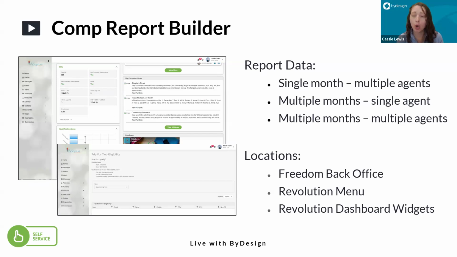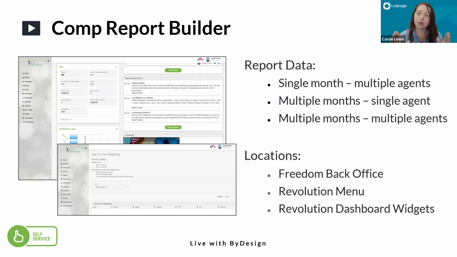In addition to the corporate back office, you can also publish your reports built in Comp Report to Revolution. So you can do full reports for myself and for my downline, so that as a user in Revolution, I can see those. You can see a great example there on the trip for two eligibility. That's a great example of a report that was built out using the Comp Report Builder.